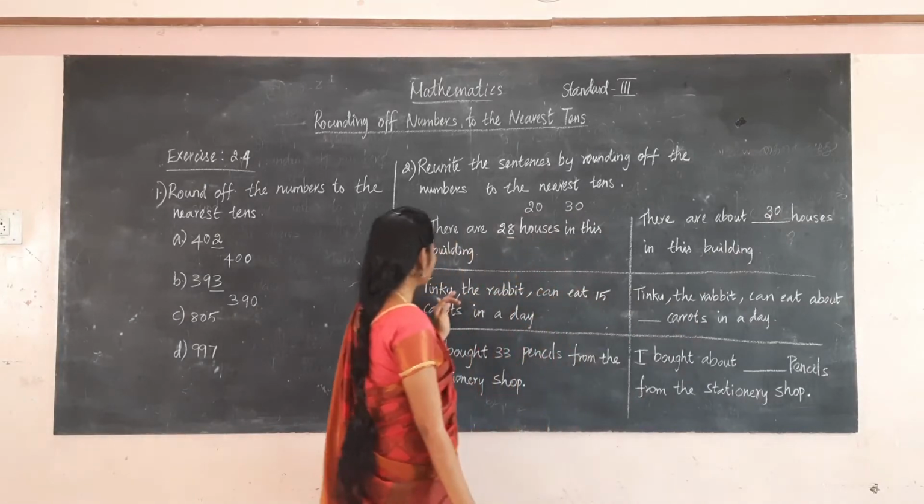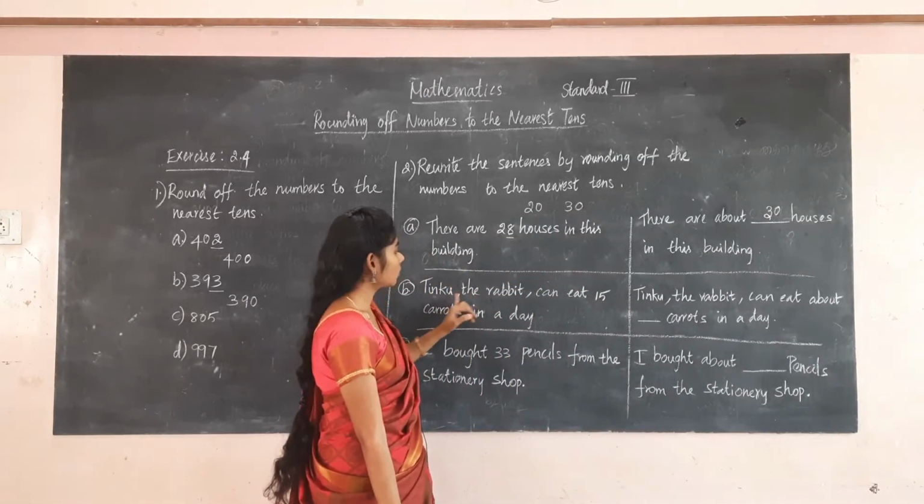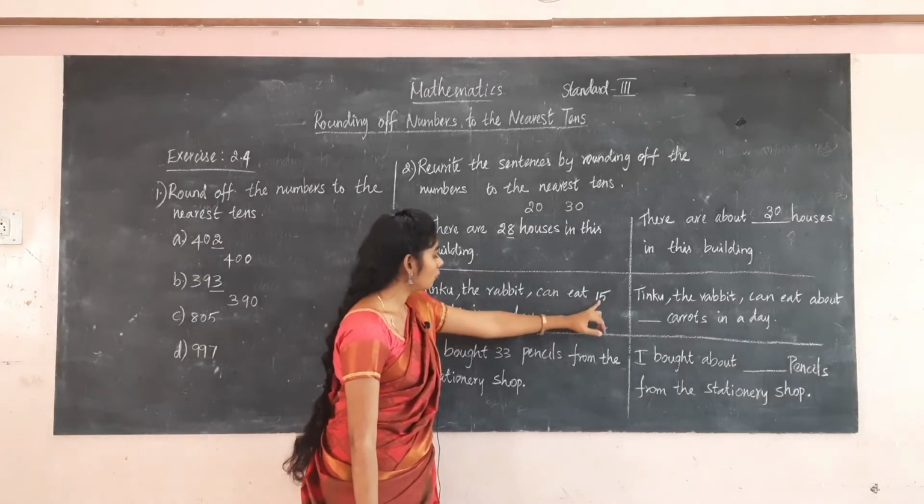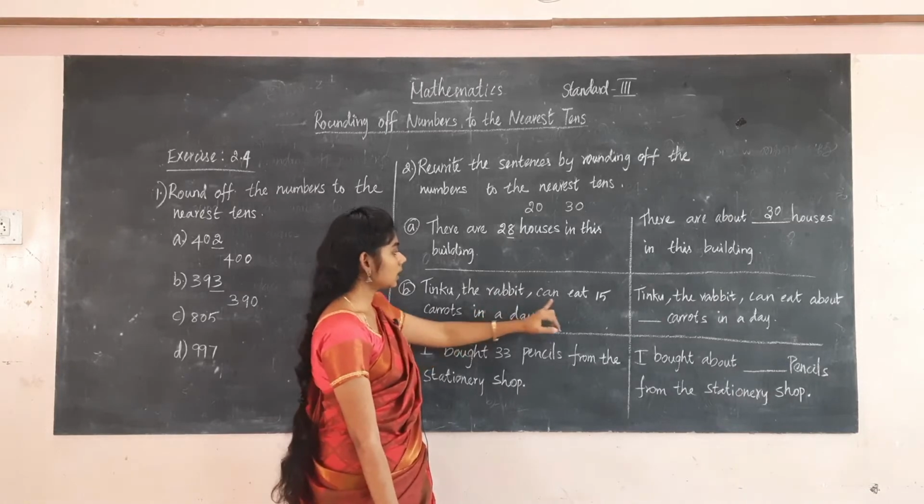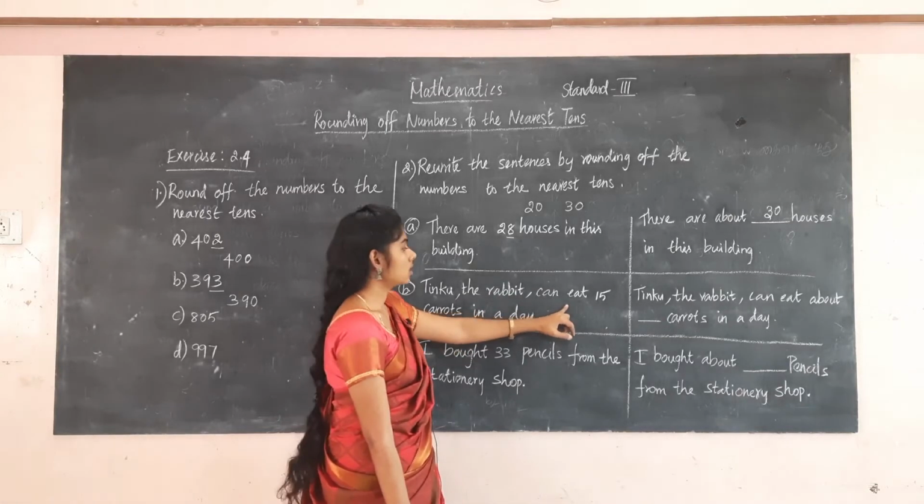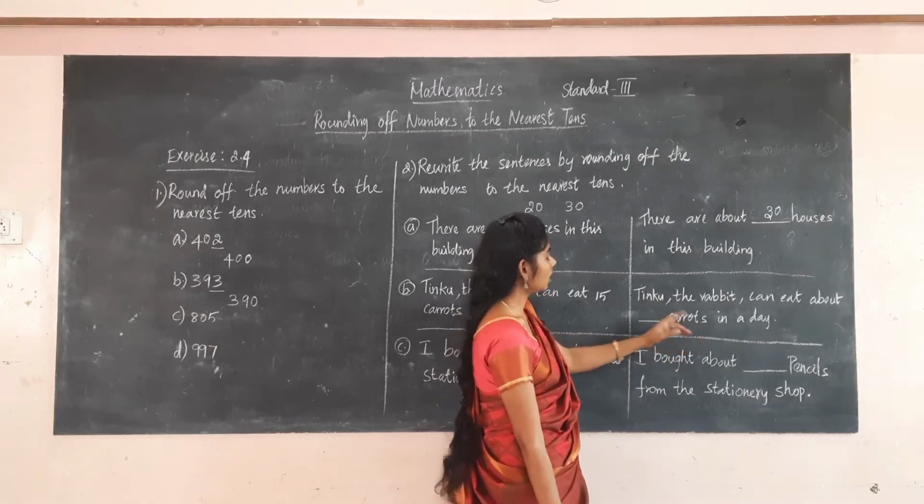And the next one is Tinku, the rabbit. The name of the rabbit is Tinku. Tinku, the rabbit can eat 15 carrots in a day. Rabbit is eating 15 carrots. So you are going to rewrite the answer. How you are going to rewrite?